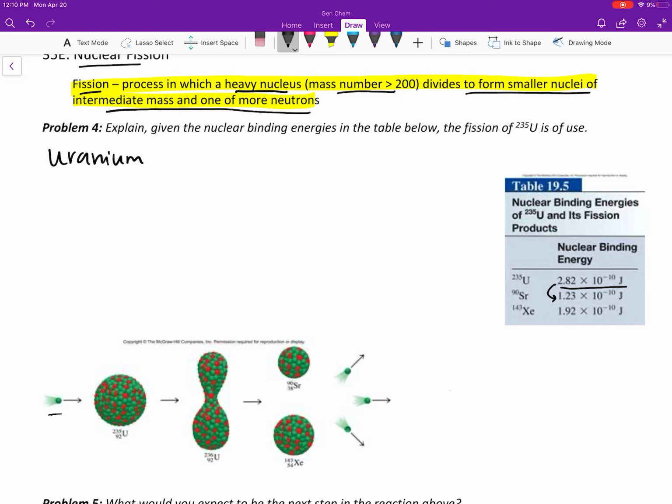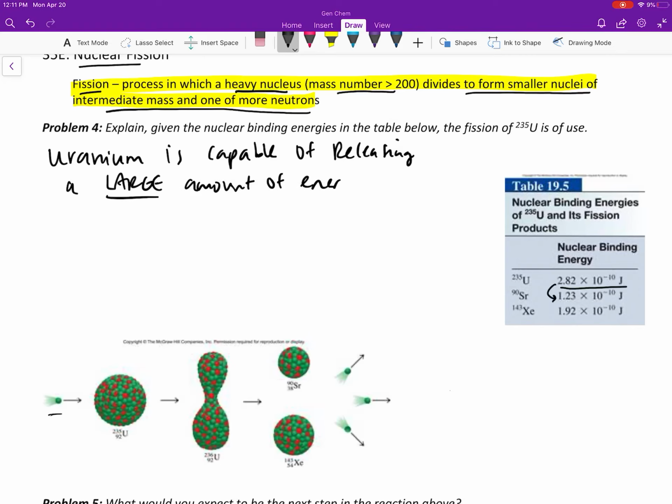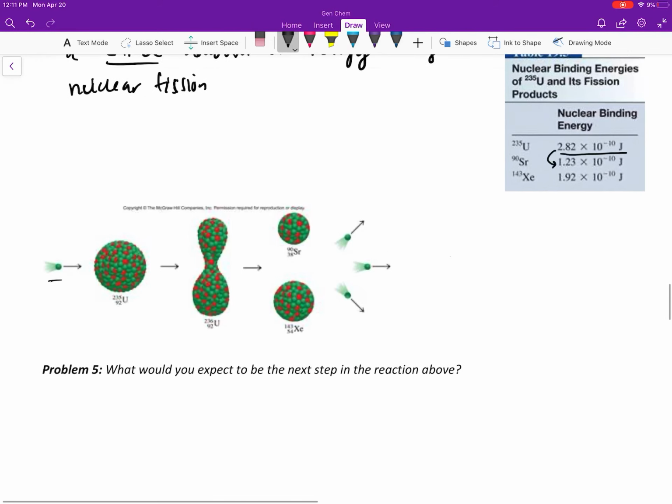So uranium is capable of releasing a large amount of energy during nuclear fission. This is what makes it such a good source of nuclear energy. It lasts a long time, and then as it does decay, it releases a large amount of energy.